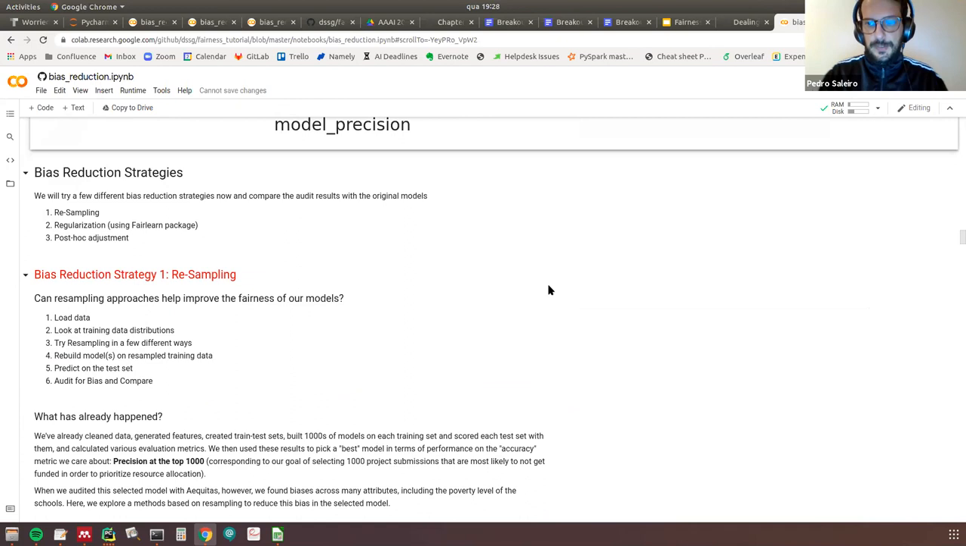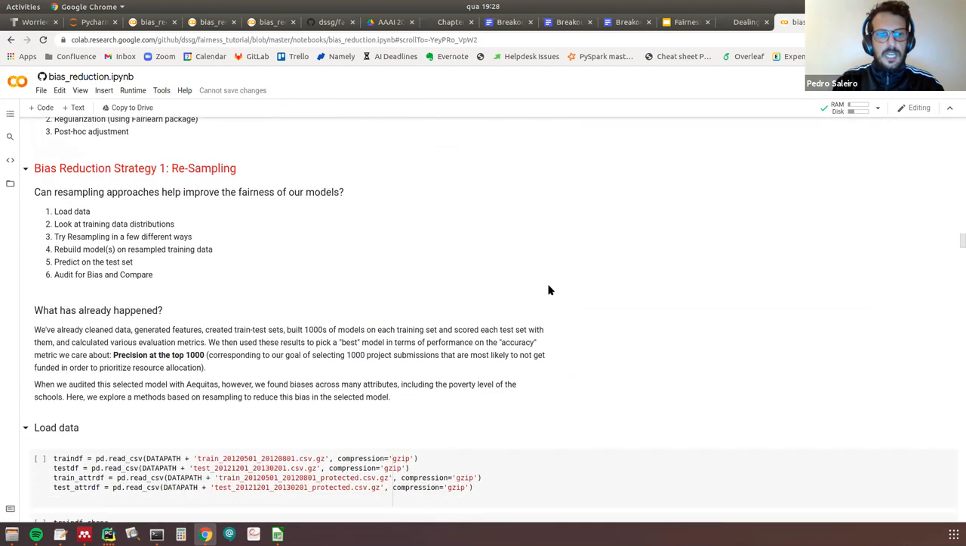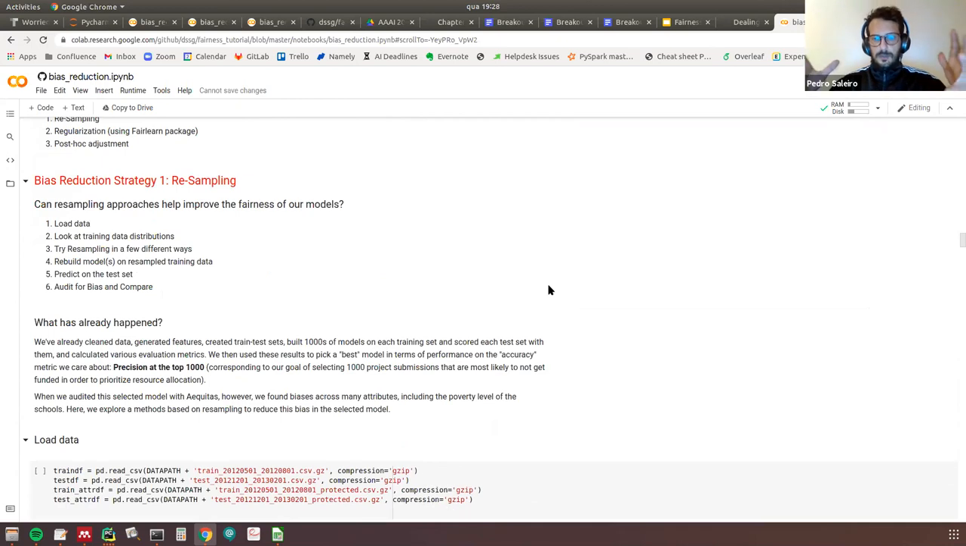So let's try out our first strategy for bias reduction. What we've seen so far were evaluations on test sets for all these models in terms of results and performance. Now, if we want to do some resampling, we're going to do that on the training set in order to change and affect the model. So we are going to sample on the training set, change the distributions, rebuild the model, and see how that impacts the test set that we don't change. We are not changing the test set. We are just sampling the training set.